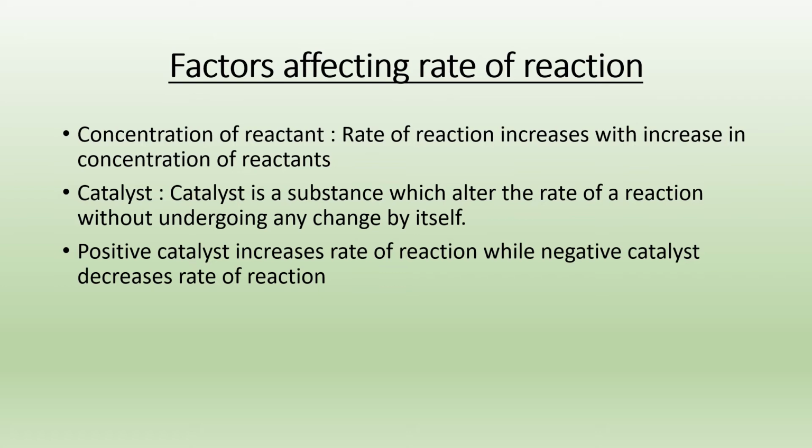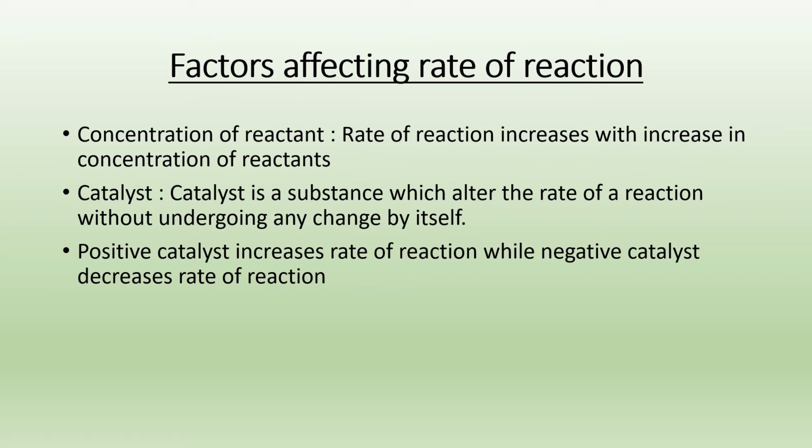The second factor which affects the rate of a reaction is the presence of a catalyst. We know a catalyst is a substance which can alter the rate of reaction without undergoing any change by itself. It can increase, or in some cases catalysts are used to decrease the rate of reaction. So we can generally define a catalyst as a substance which alters the rate of a reaction without undergoing any change by itself. We have two types of catalyst, a positive catalyst and a negative catalyst.